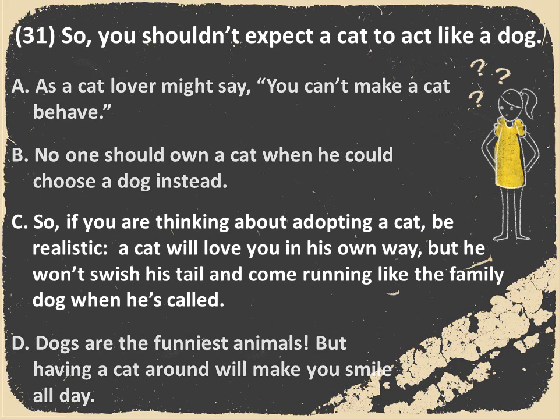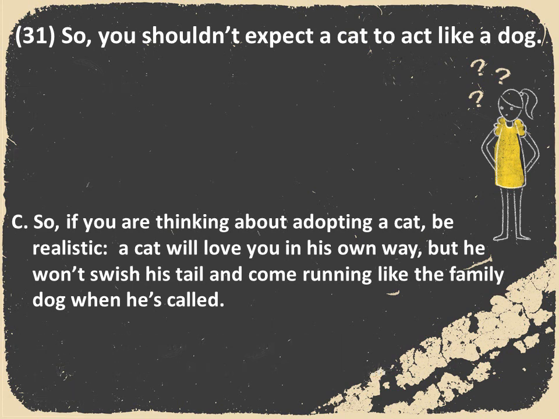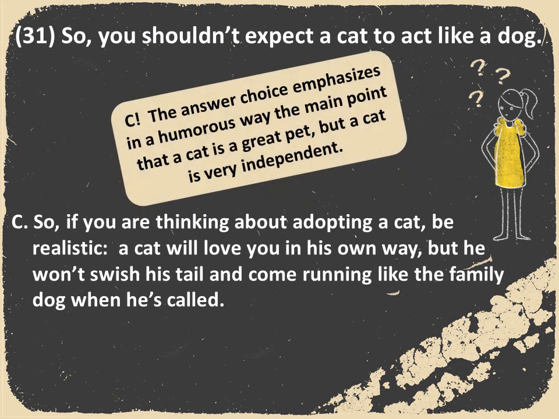She considers some options, but finally lands on sentence C. So, if you are thinking about adopting a cat, be realistic. A cat will love you in his own way, but he won't swish his tail and come running like the family dog when he's called. The answer choice C emphasizes in a humorous way the main point that a cat is a great pet, but a cat is very independent.